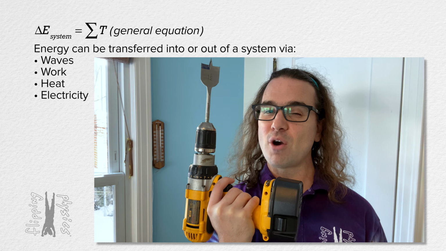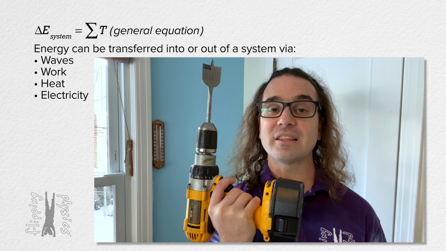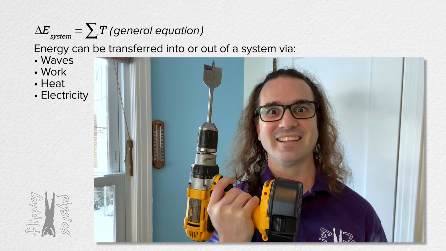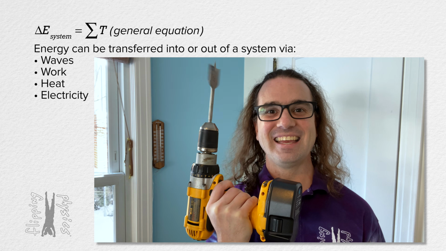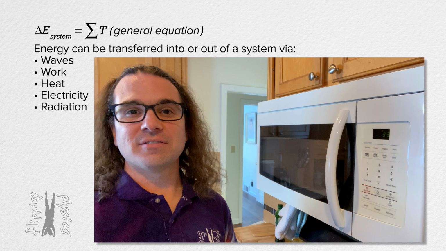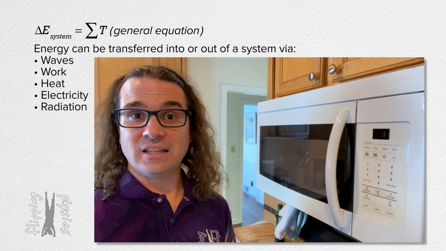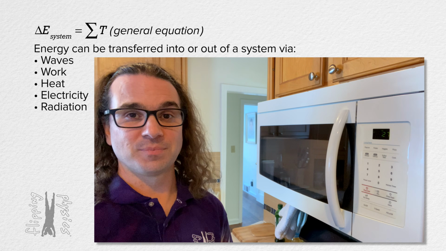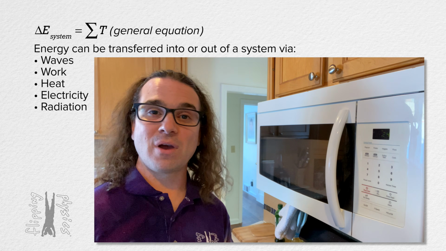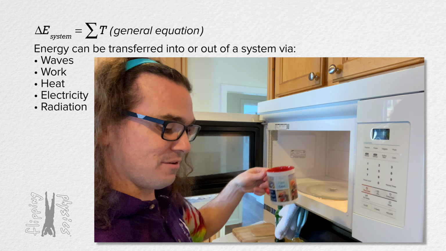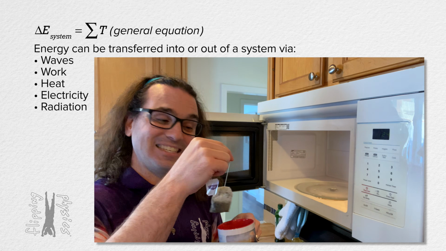Consider the electric motor of this power drill converting electric potential energy to kinetic energy in the rotating power drill. Radiation. Electromagnetic waves like visible light, ultraviolet light, radio waves, and microwaves can add energy to a system. For example, this microwave oven added energy to this water via microwave radiation so that I can have tea.